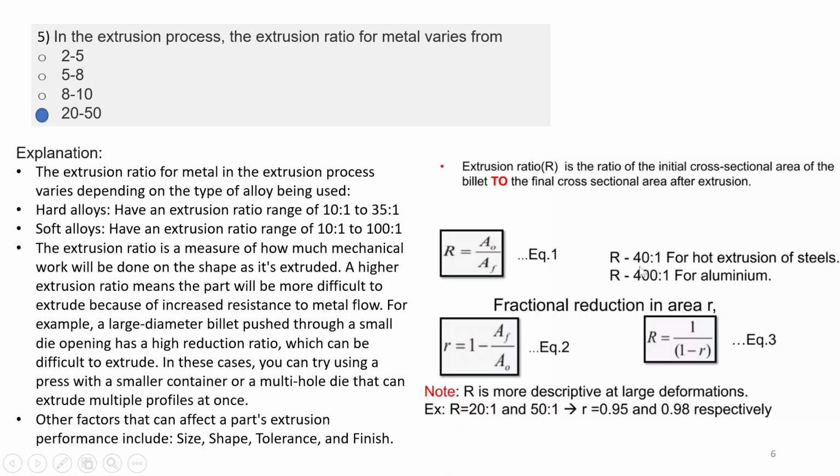Okay, so in case of aluminum you can go up to 400, while in case of steel you can only go up to 40. As shown here, hard alloys you can go up to only 10 to 35, while in case of soft alloys you can go to 10 to 100 or something like that. Is it clear? Okay.